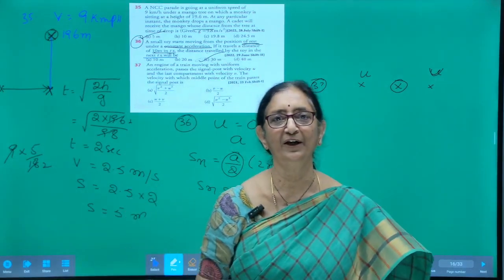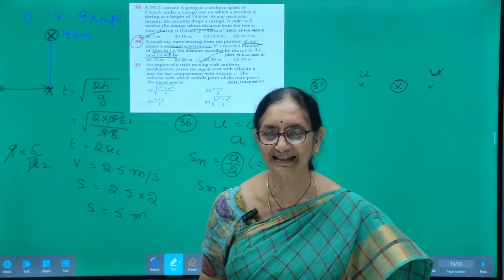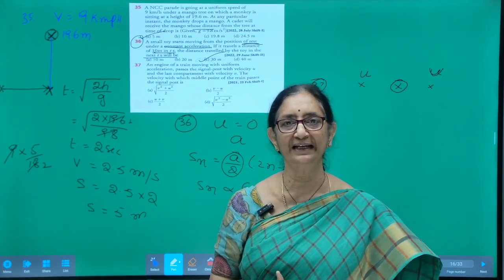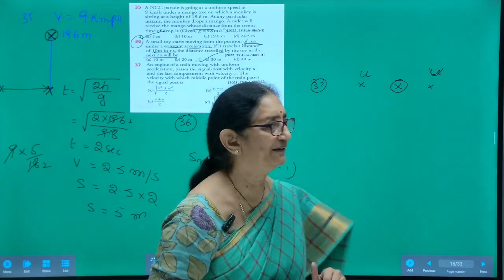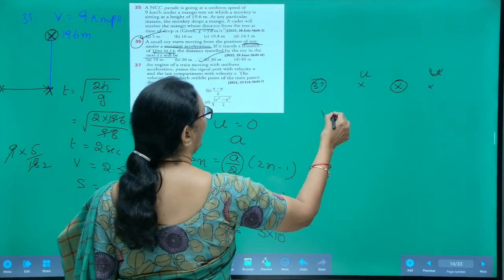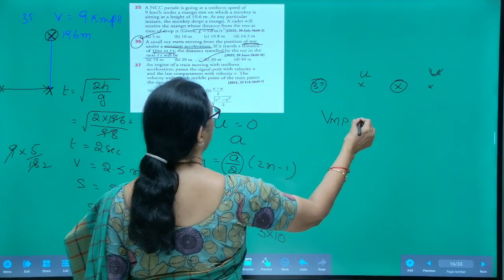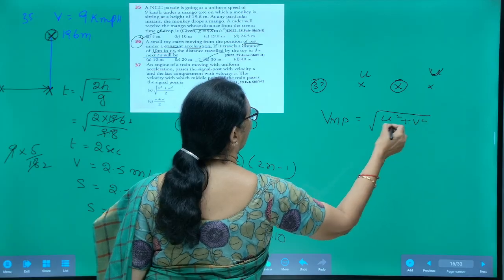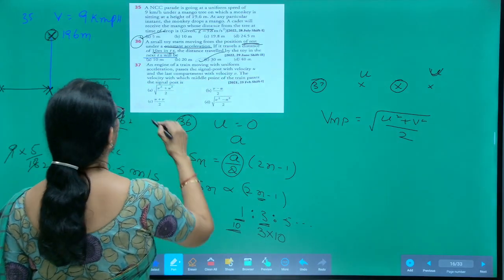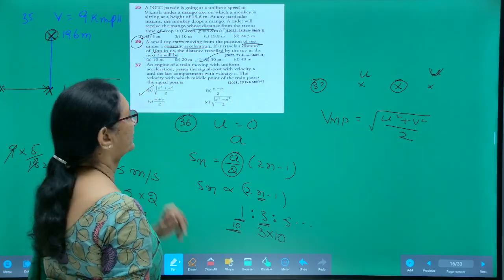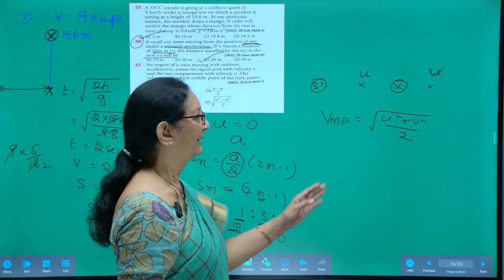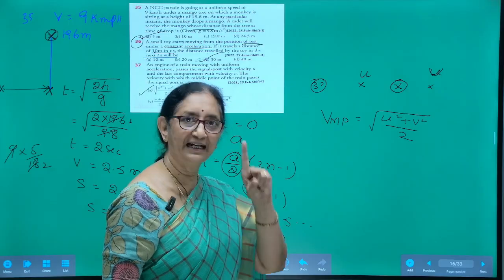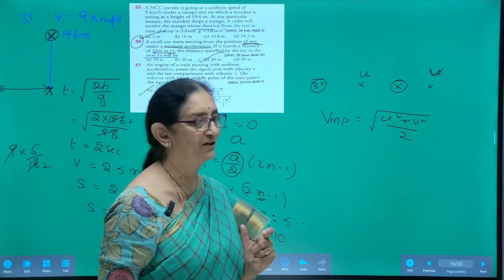In case of a body moving with uniform acceleration, if u is the initial velocity and v is the final velocity, we know the velocity at the midpoint is root of (u square plus v square) by 2, isn't it? So if you have that in mind, straight away it is option 1. And actually we have derived that while dealing with the synopsis.